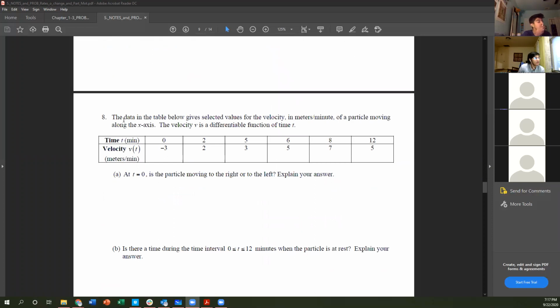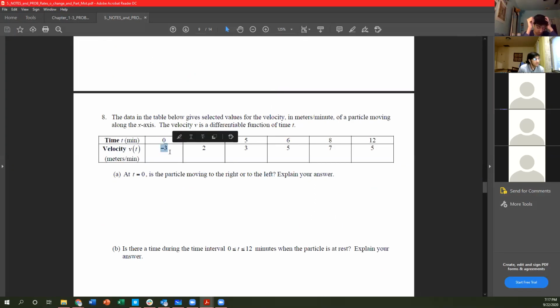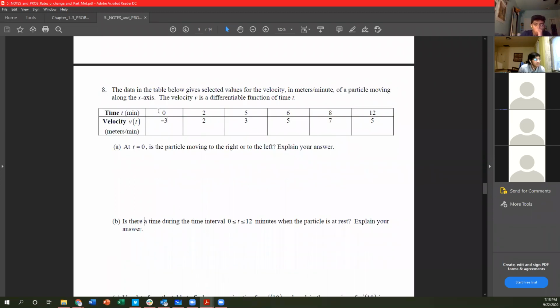Let's do this one. Okay, at velocity, if time is 0 and velocity is -3, is the particle moving to the right or left? Shout out your answer. Left. Why? Because velocity is negative. Good. Is there a time during the interval 0 through 12 when the particle is at rest?